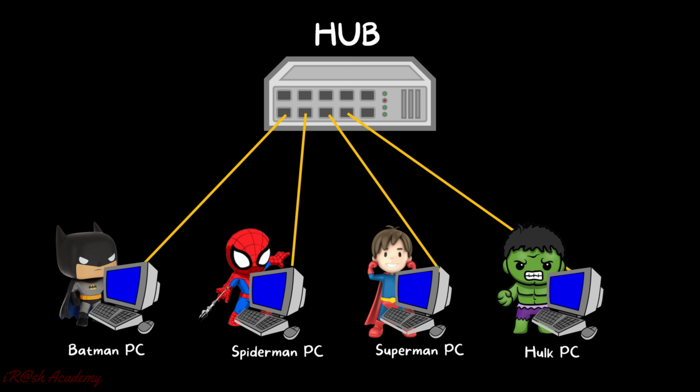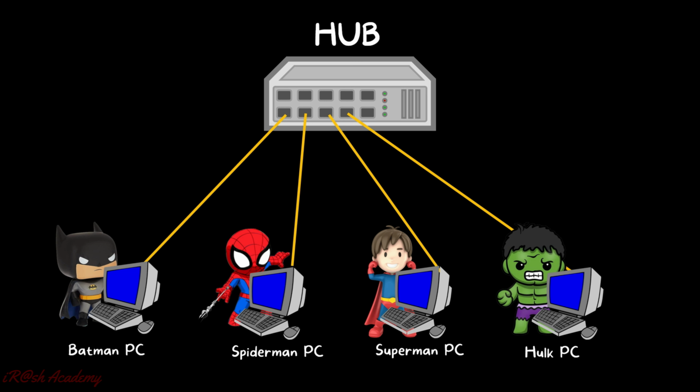Consider the diagram shown on the screen, where 4 PCs are connected to a network hub. To understand and recognize them easily, we have named those PCs Batman PC, Spider-Man PC, Superman PC and Hulk PC. All of these computers are connected together with the help of the network hub. So how do the computers communicate using the network hub? Network hubs are broadcasting devices. They broadcast the signal received at one interface to all other interfaces. They are not intelligent like network switches.